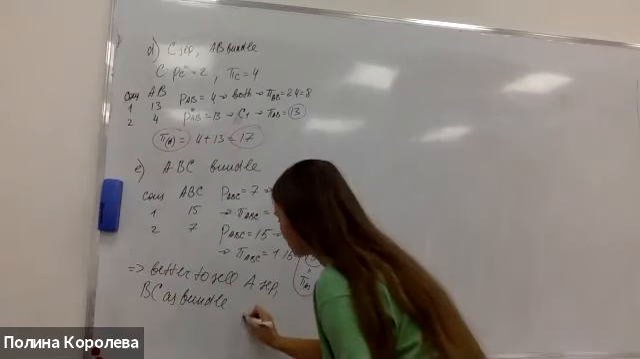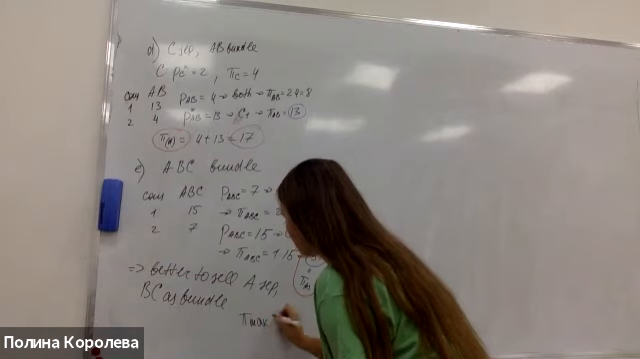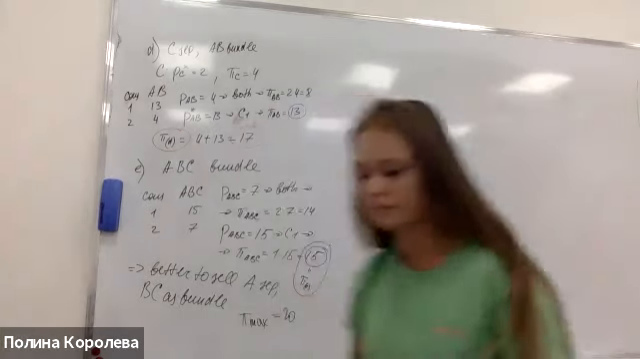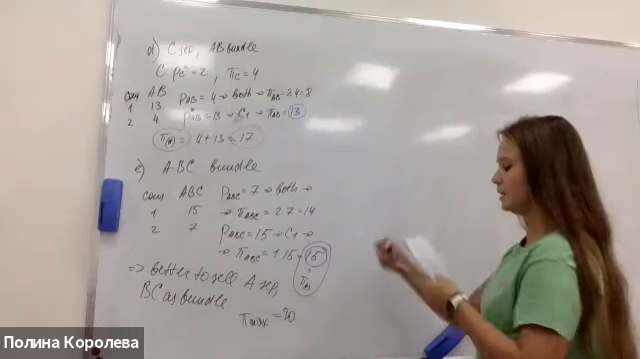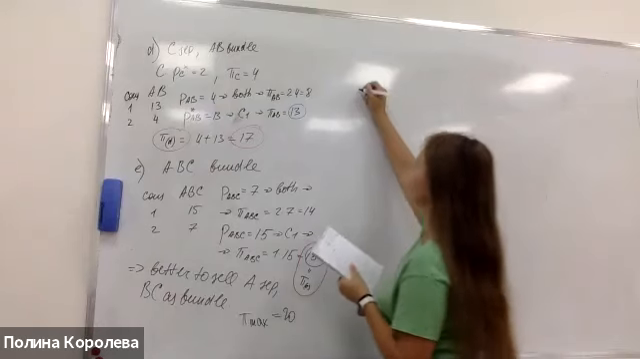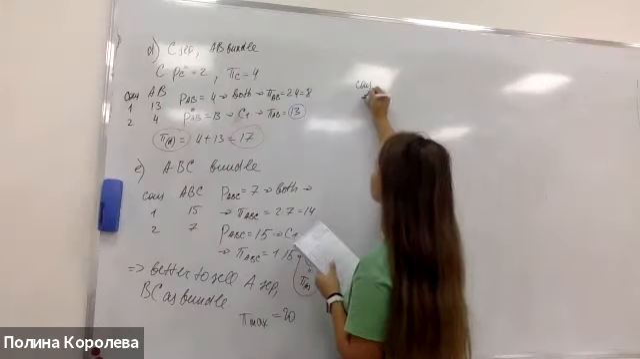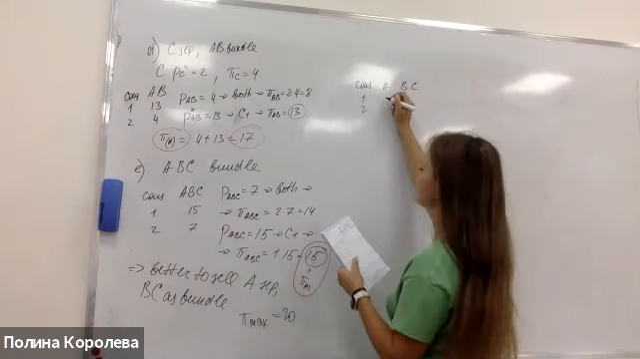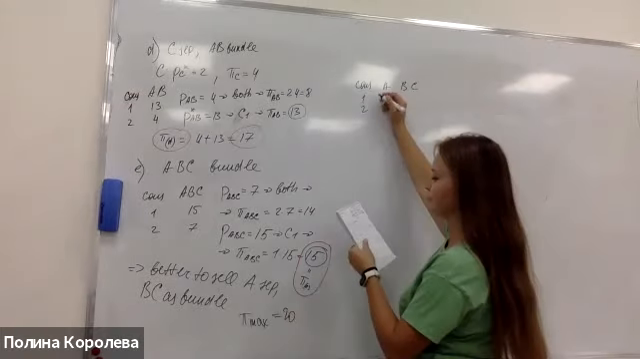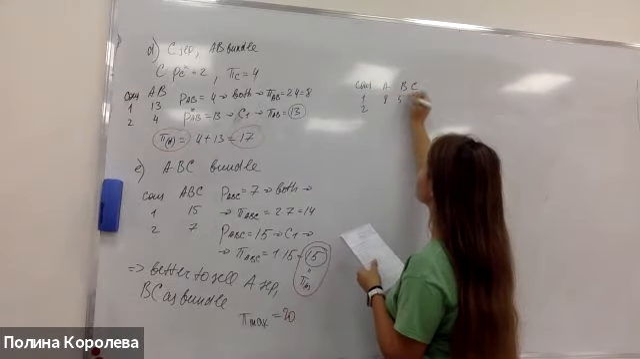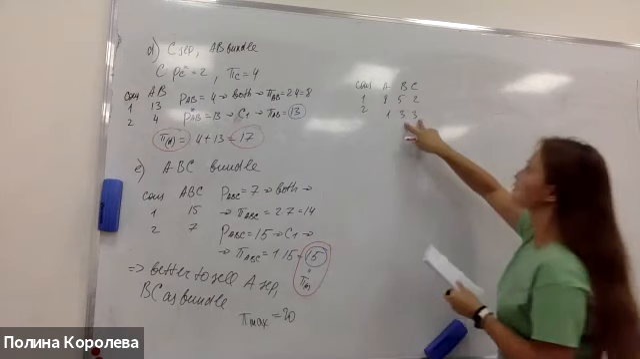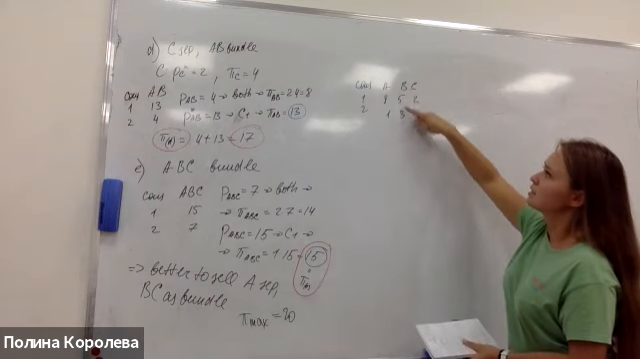And maximum profit will be 20. If we look at our maximum willingness to pay for our consumers, per second, A, B, C, once again, we will see why is it so. 8, 5, 2, 1, 3, 3. Let's look at BC.